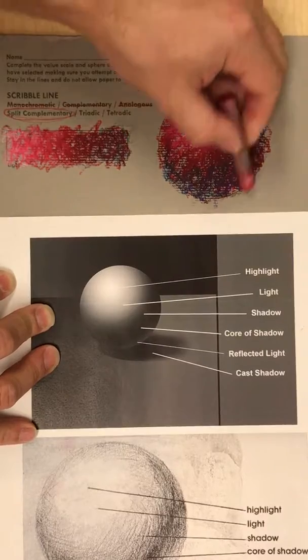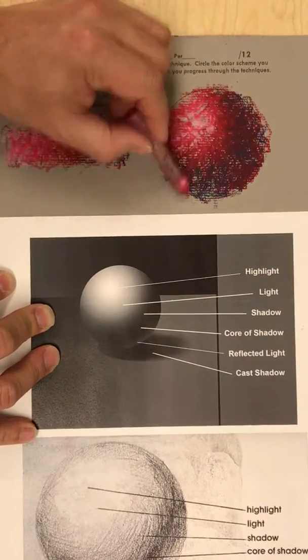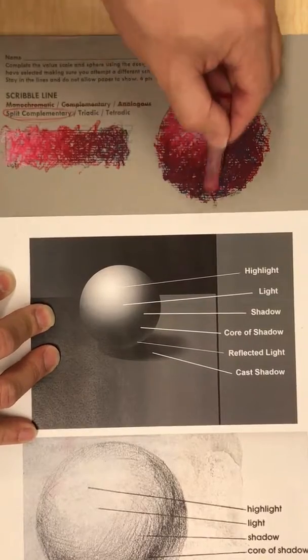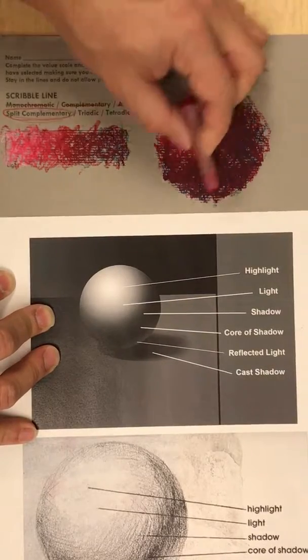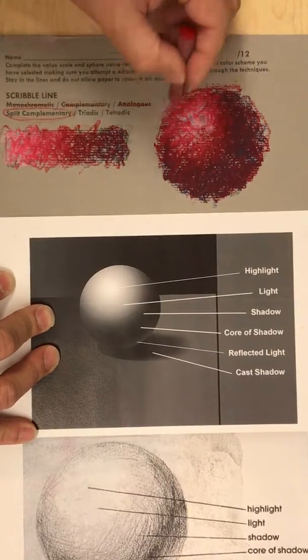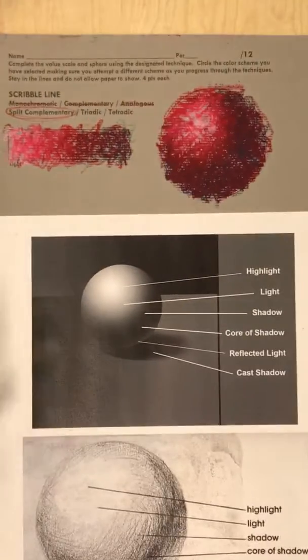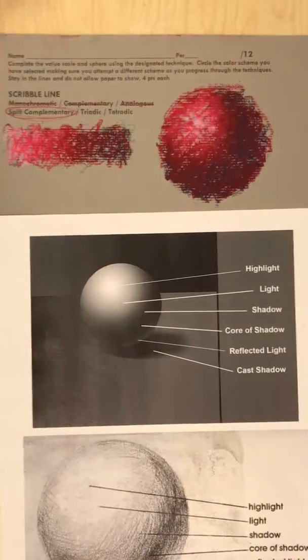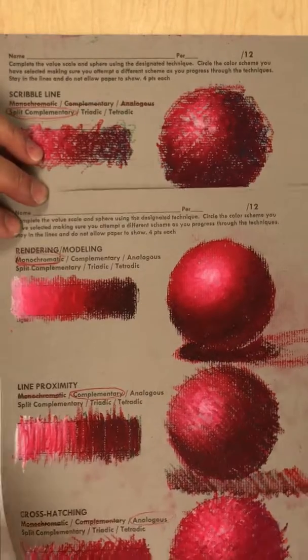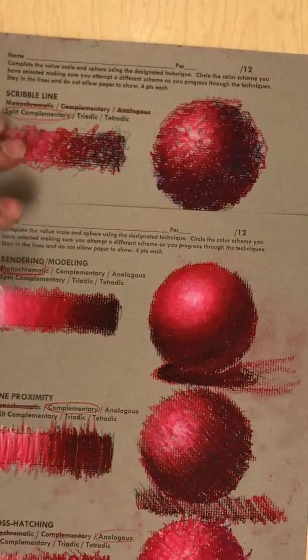Again, it should be a different texture than the other ones. If it's fully smooth, then you've done more rendering, modeling, not really scribble. Well, you get the idea. Not necessarily done yet, but you get the idea there, and you can see how that is actually different than the other textures again.